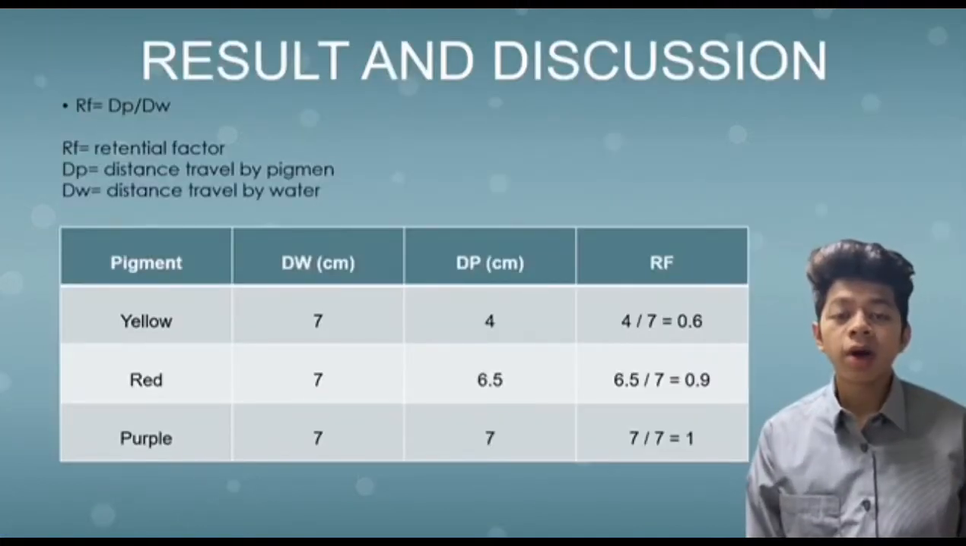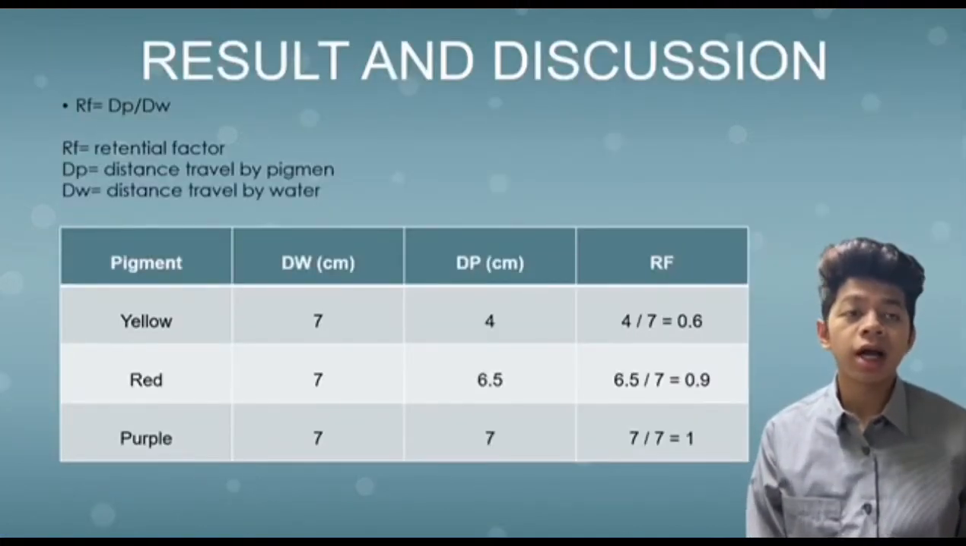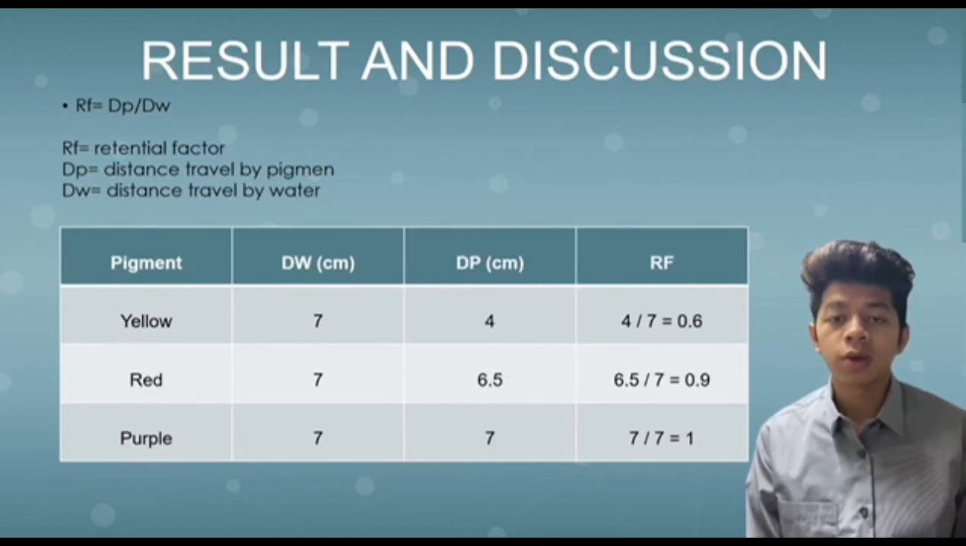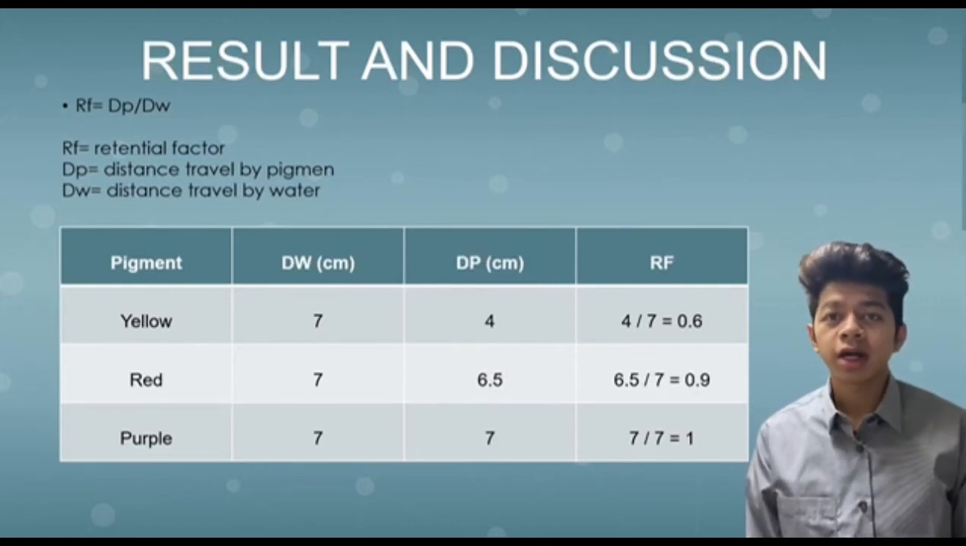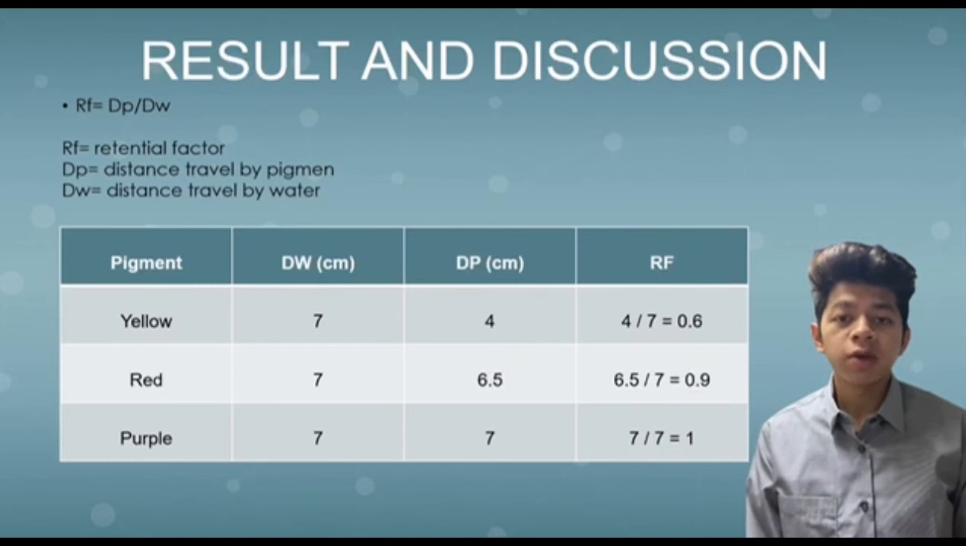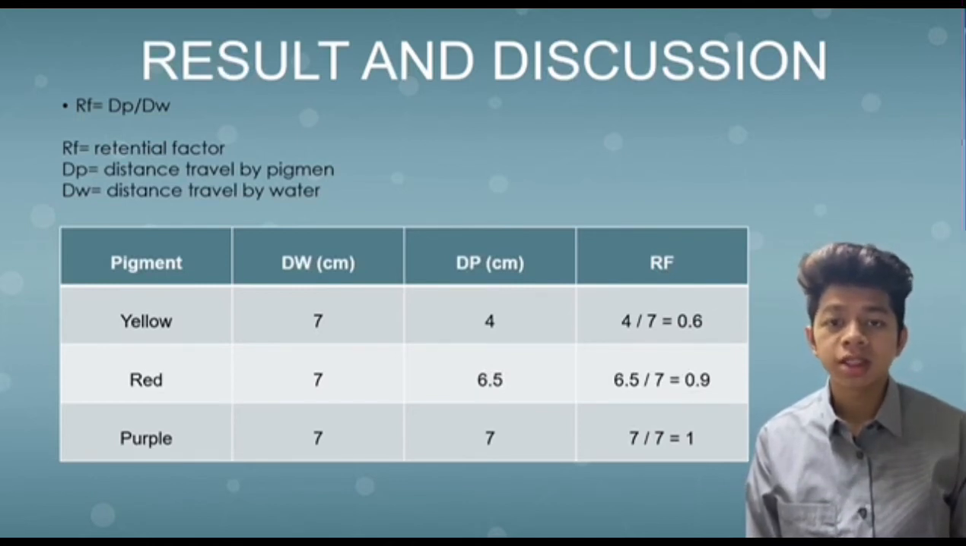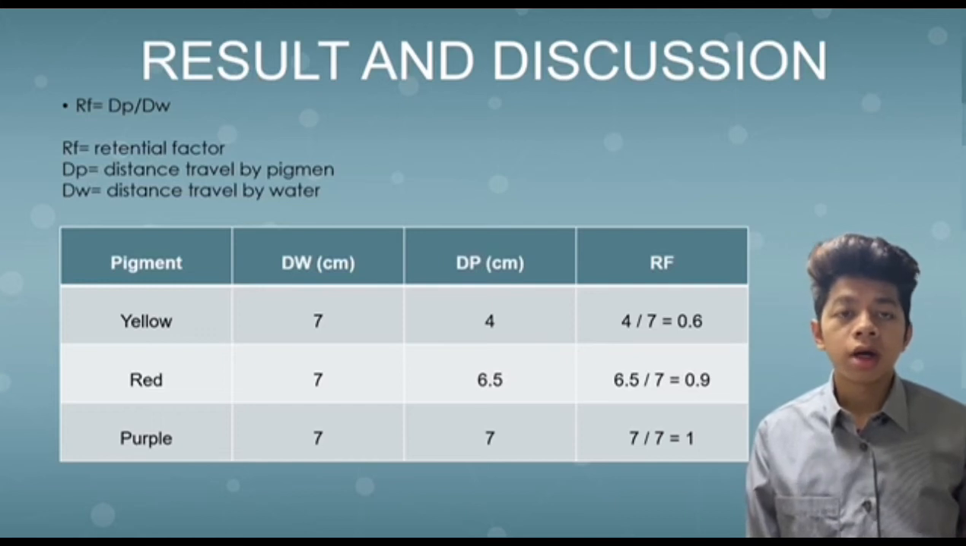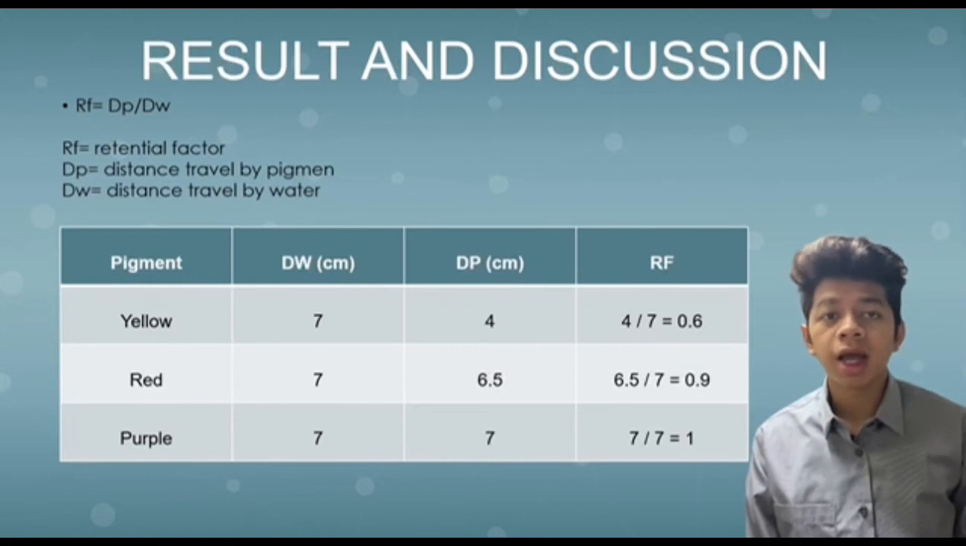Next, I'm going to present the result and discussion. For this paper chromatography experiment, we need to find the RF value. RF, which means retardation factor, is the ratio of the distance moved by the solute to the distance moved by the solvent. The formula to find the RF value is dP divided by dW, where dP is the distance traveled by the pigment and dW is the distance traveled by the water.